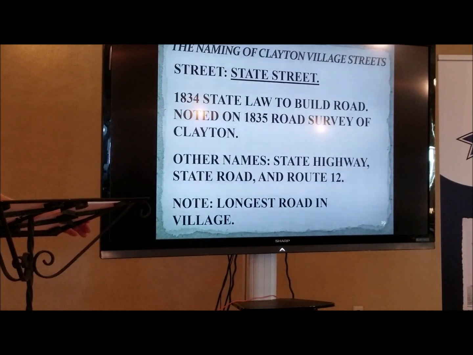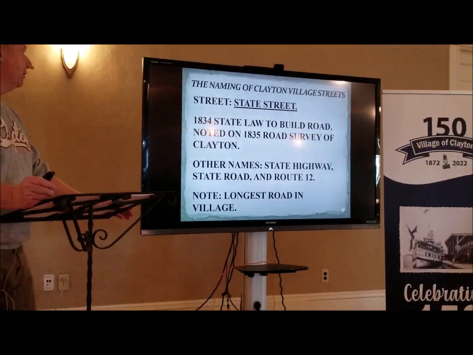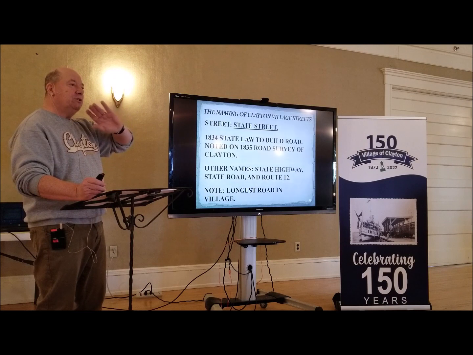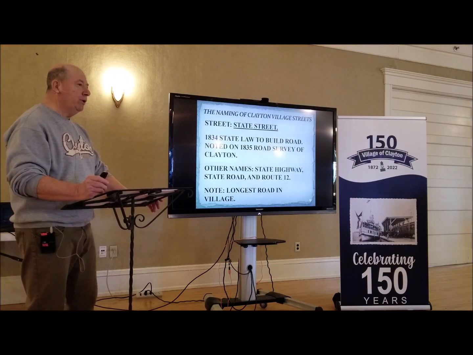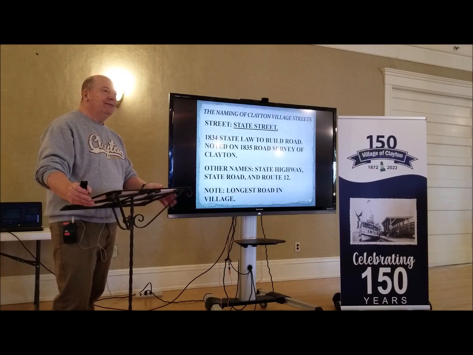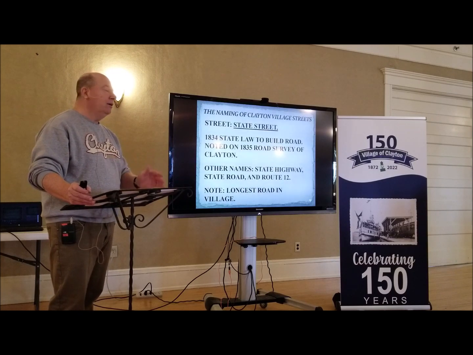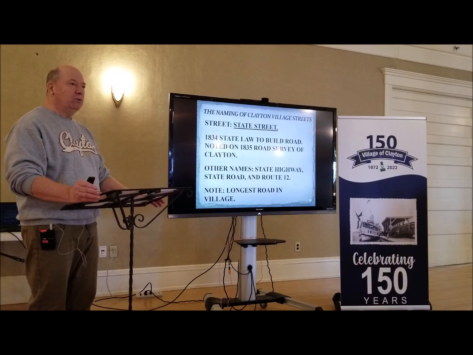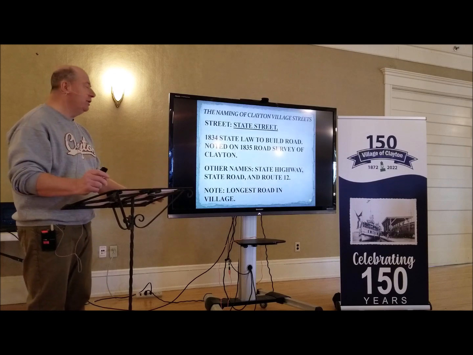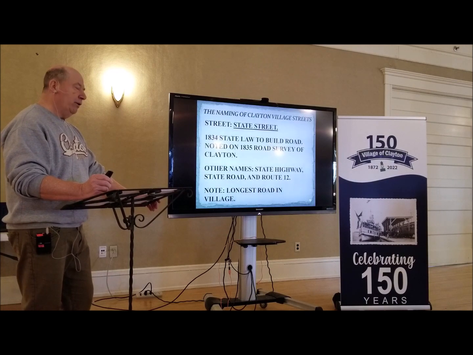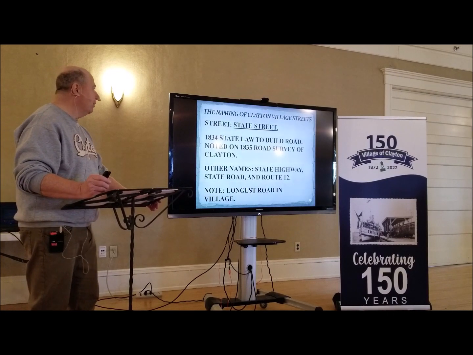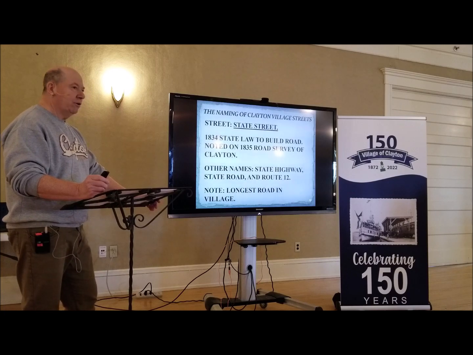There was a lot of sawmills, lumbering business. But villages along the river were starting to pop up. So New York State said, well, we need to do basically a census, a survey, and make sure that we have proper roads into these new communities that are popping up. So in 1834, the state law was to build a road. And it was noted on an 1835 road survey of Clayton.